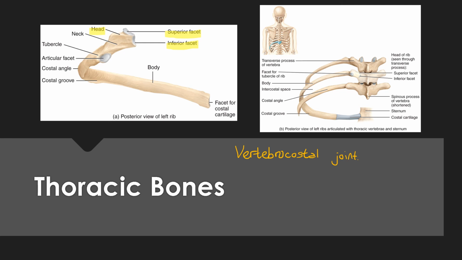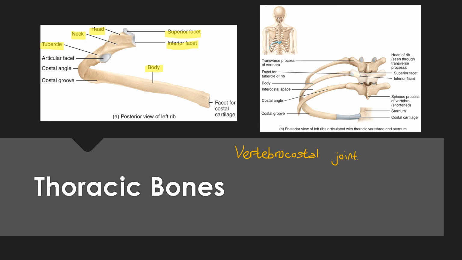Now the neck is going to be the constricted portion of a rib that's just lateral to the head, and a knob-like structure on the posterior surface where the neck joins the body of the rib is called a tubercle. Now the posterior portion of the rib connects to a thoracic vertebrae by its head and the articular part of a tubercle.